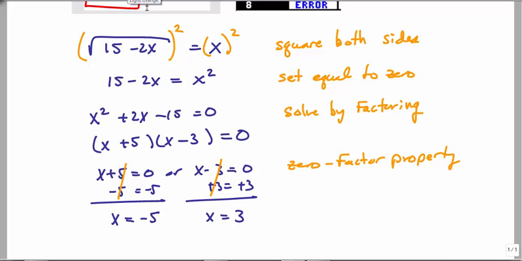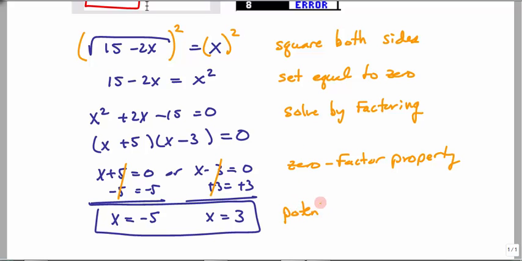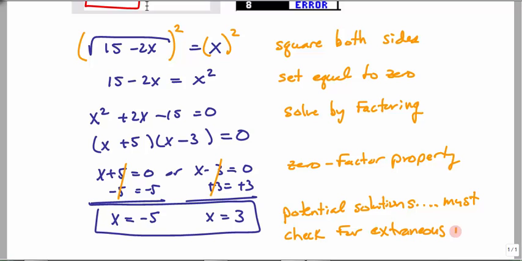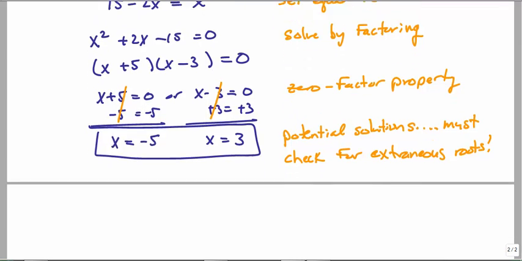So what we have here are potential solutions. Remember, rule 1 on here was must check for extraneous roots. That means one of these may or may not be a solution, or maybe even both of them. So I have to check both numbers. Well, we already know from graphing that 3 is my solution and negative 5 is an extraneous root. But let's see how we do this by hand, because we want to be able to do things with our calculator and by hand.